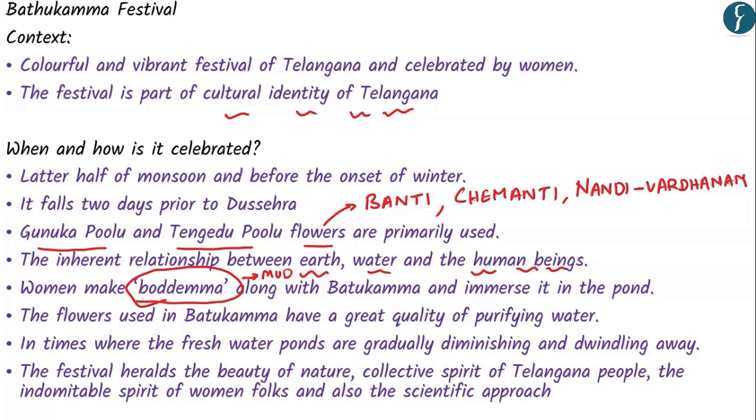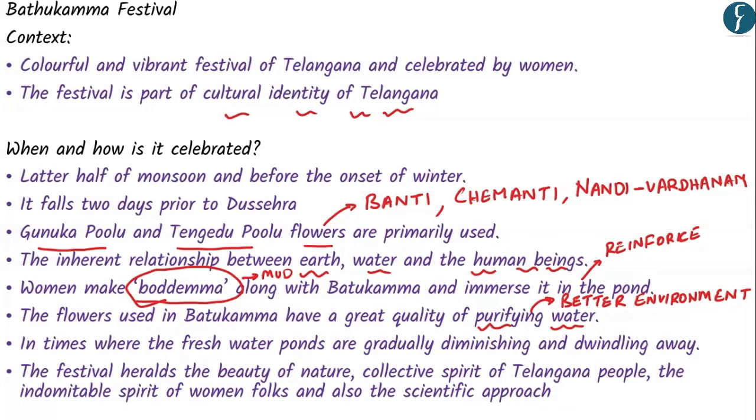This helps in reinforcing the ponds and helps them retain more water. The flowers used in Bathukamma have a great quality of purifying water, and such flowers, when immersed in abundance into the pond, have the effect of cleansing the water and making the environment much better. In times when freshwater ponds are gradually diminishing and dwindling away, it is indeed a pride of Telangana that its women folk inherently know how to make them better by celebrating the beauty of nature.